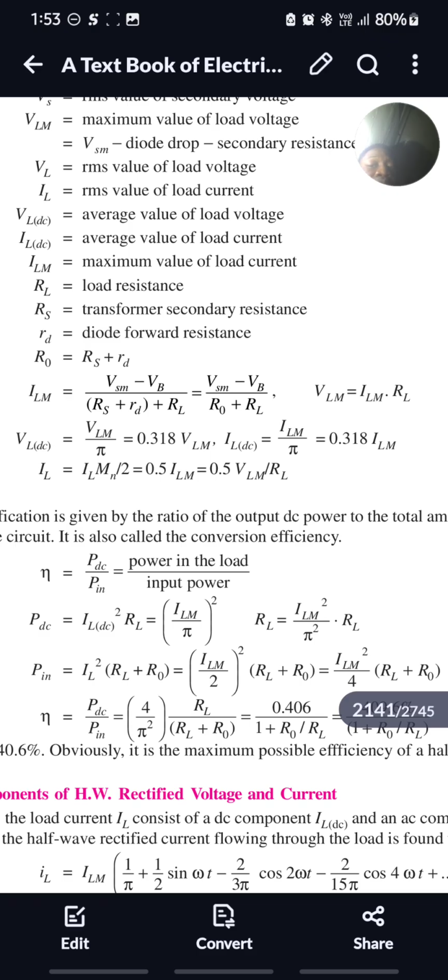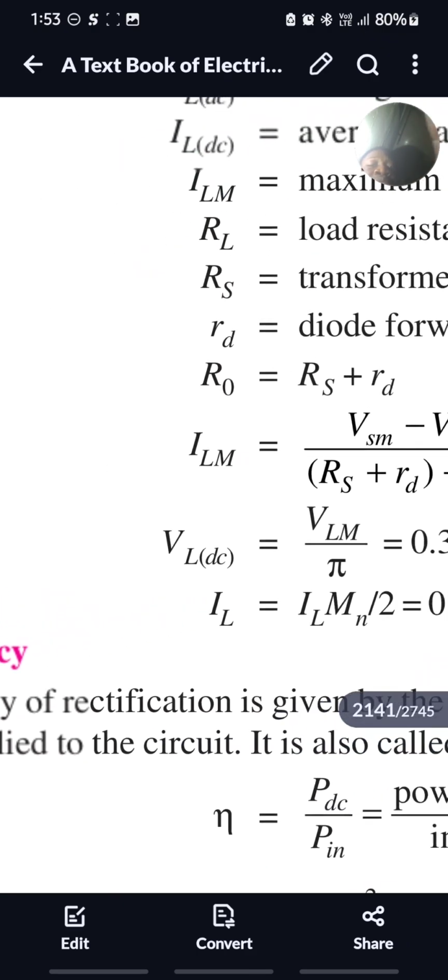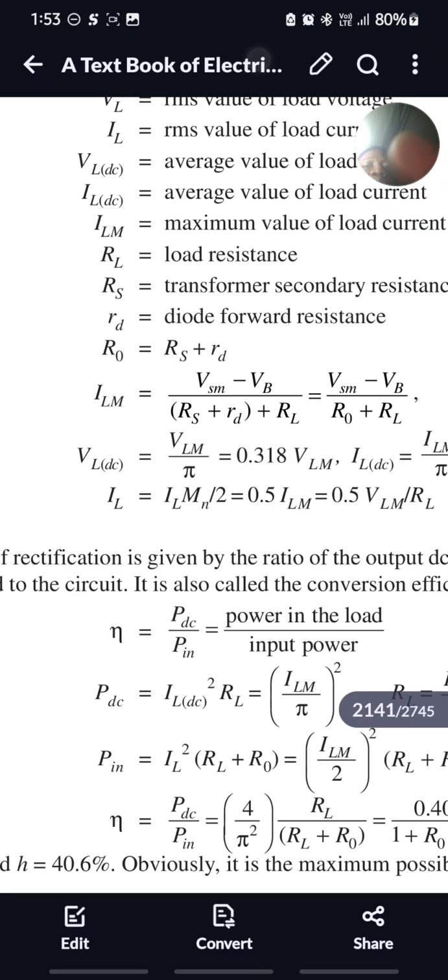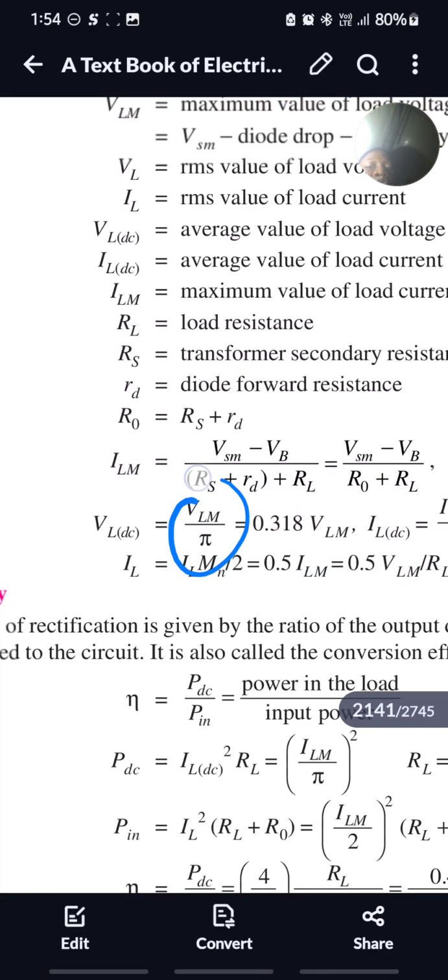So when you divide it by pi, that's for the IDC. Now you are still using that same VLM to find your VRMS. Remember that VRMS is something like saying VAC, which is VLAC. Now you already have VLDC. To find the VAC, which I told you is always bigger than the DC, you divide it by root 2. This is for the half wave.